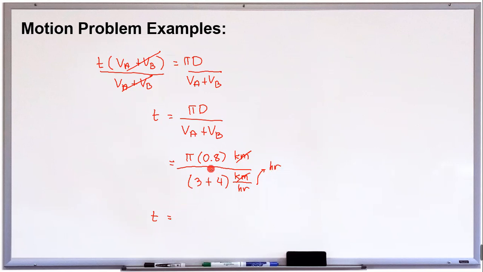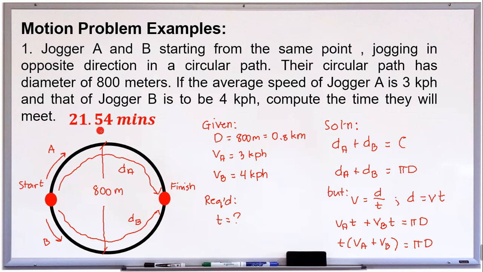Okay, so we are going to evaluate this one. Pi times 0.8 divided by 7. So if you're going to use your calculator, that is pi times 0.8 divided by 7. That is 0.359, approximately 0.359 hours. But our final answer is in terms of minutes.